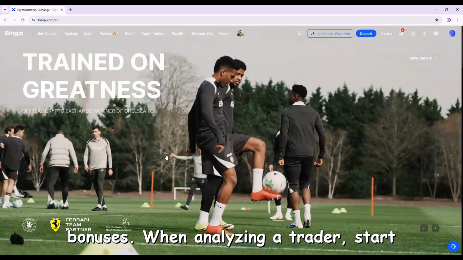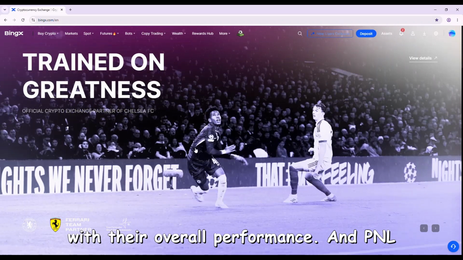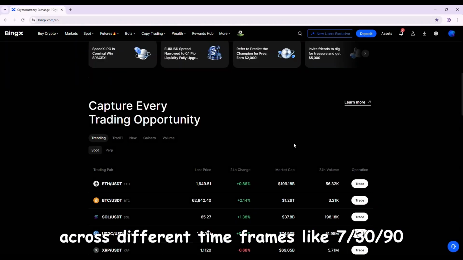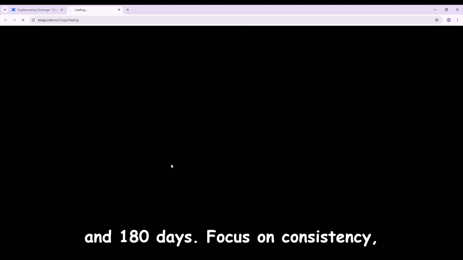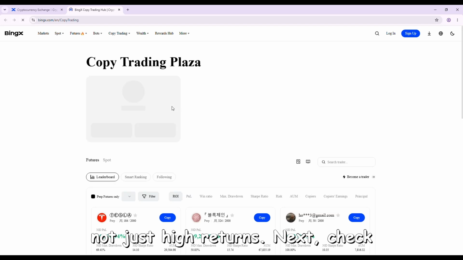When analyzing a trader, start with their overall performance and P&L across different time frames like 7, 30, 90, and 180 days. Focus on consistency, not just high returns.